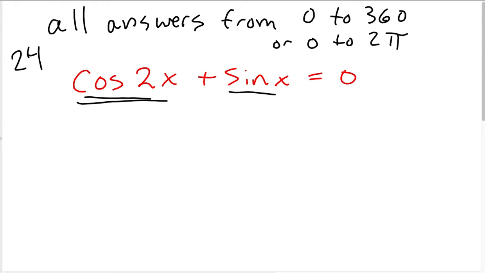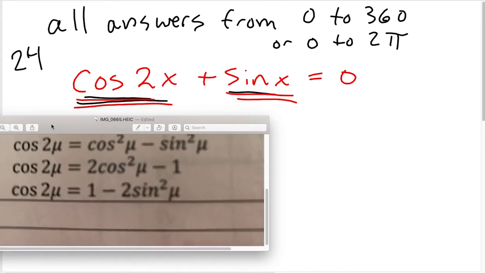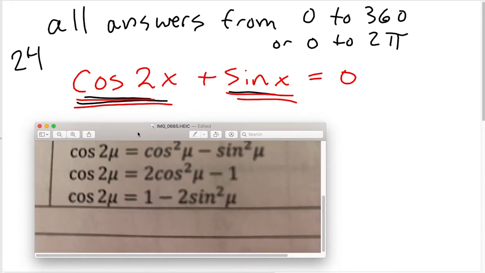So the first thing we need to do is get these to be the same, either both cosine or both sine. Since this is the chapter on double angle theorems and double angle formulas, we're going to change cosine of 2x so that it has the same function as sine. There's three options for cosine.